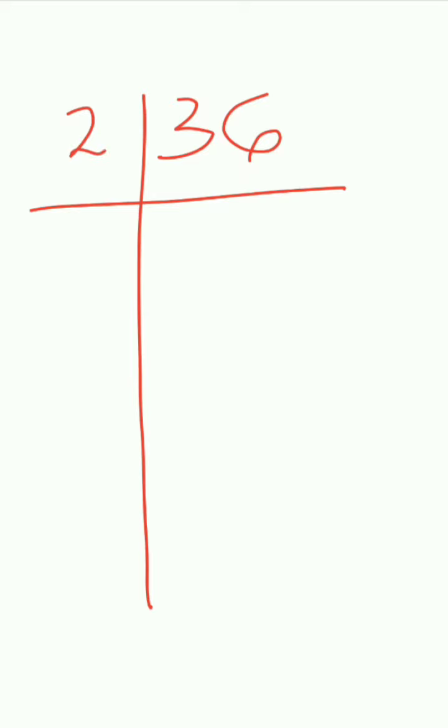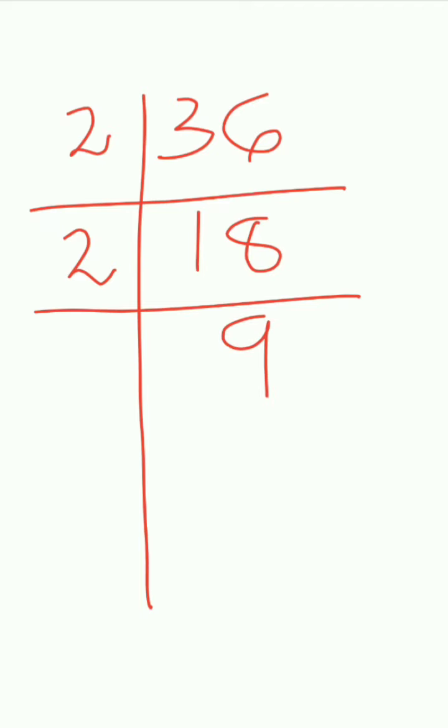So write the 2 here. Now 36 divided by 2 is 18, and that 18 we will write here. Now we need to again divide this 18 by its smallest prime factor. Since 18 is an even number, 2 is its smallest prime factor, and that 2 we will write here, and 18 divided by 2 is 9, and that 9 we will write here.